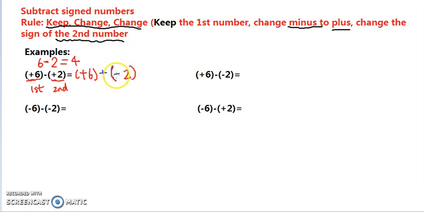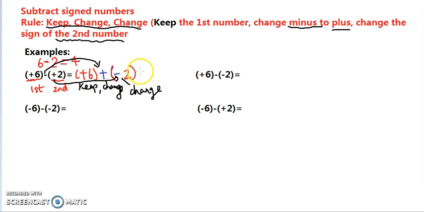Alright, let's take a look at the rule one more time. We keep the first number, positive 6, and then we change. We change the minus to plus, this minus to this plus. And then we do another change, and we change the plus sign in front of 2 to a minus. So there are 2 sign changes.